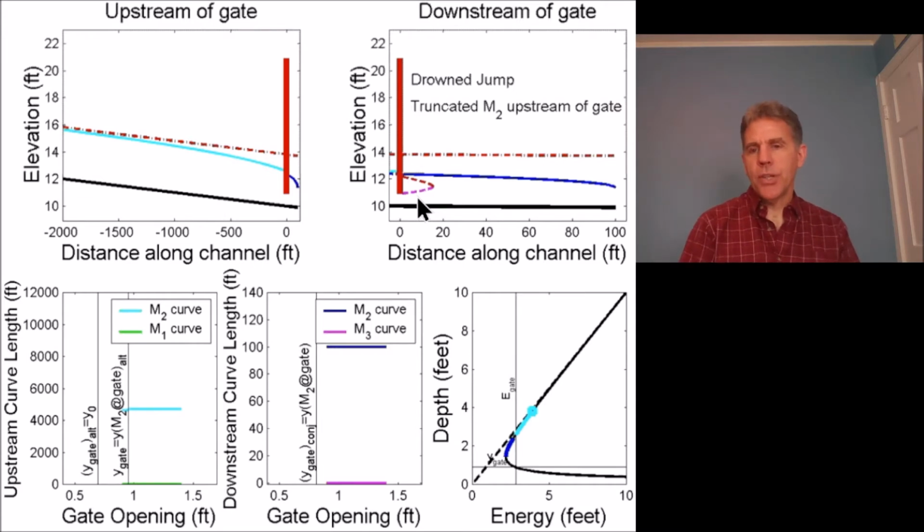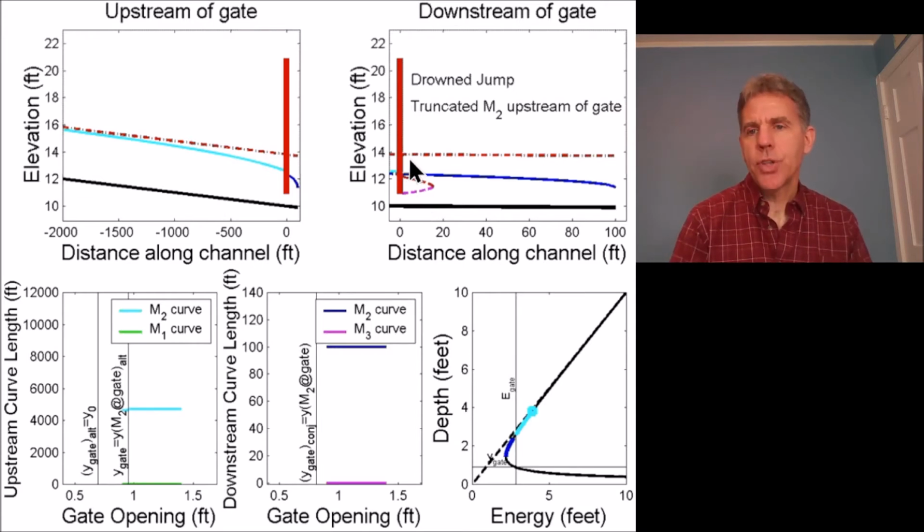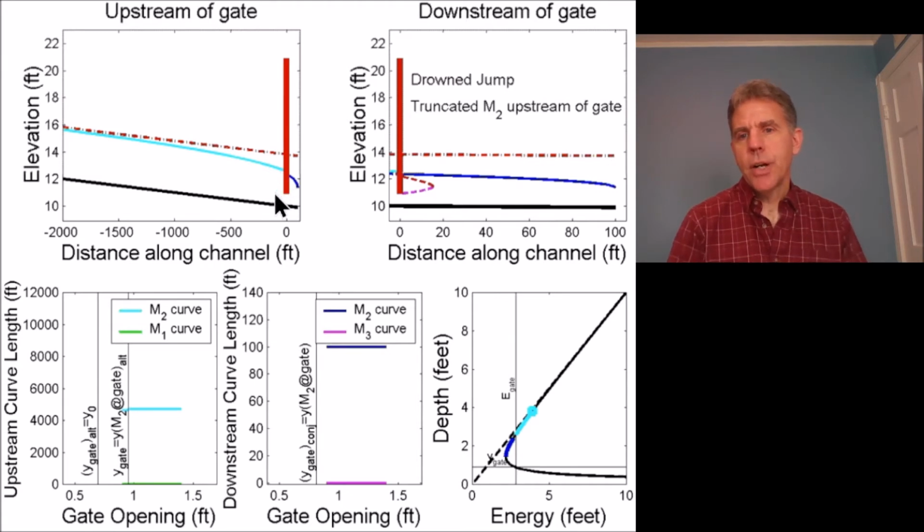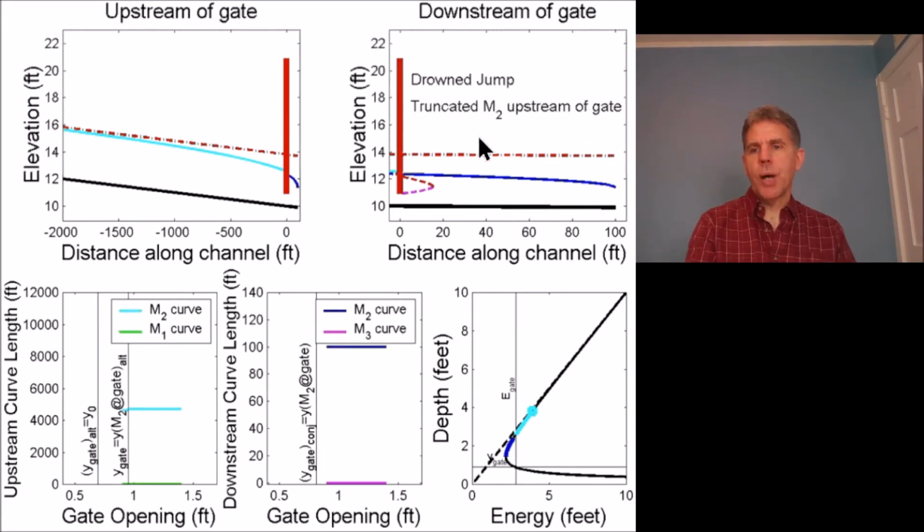The problem is that there still isn't enough energy to account for the full energy loss that would happen with a jump. So we have a drowned jump. What you see is a lot of turbulence on the downstream face of the gate, but we don't actually see true supercritical flow yet. Very subtle, but it is slightly visible. The depth immediately upstream of the gate, you should be able to see, is a little bit greater than the depth immediately downstream of the gate.